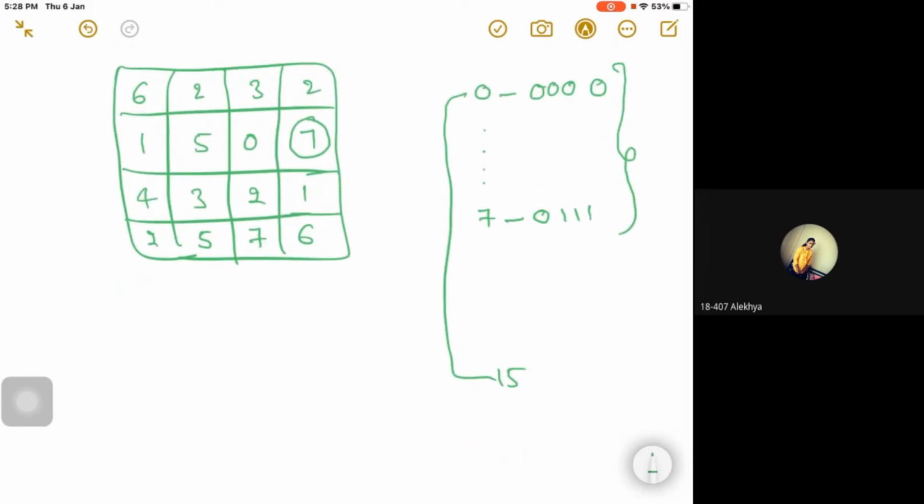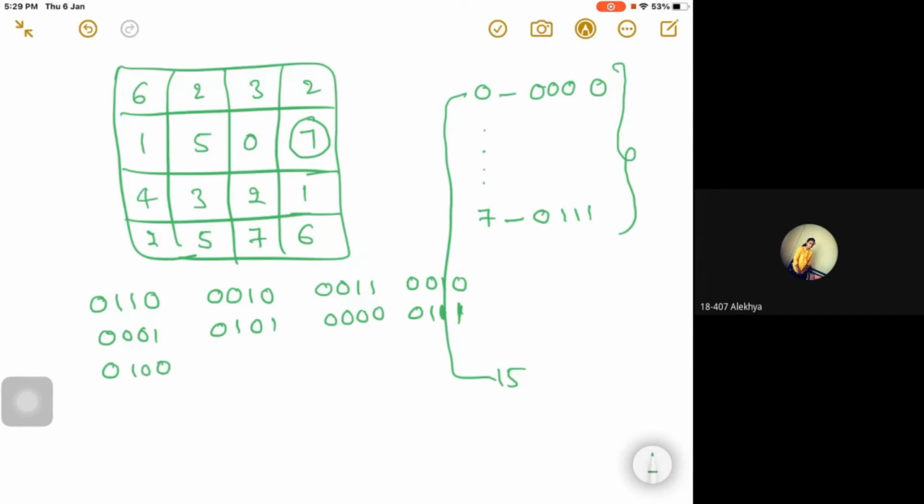For 6, what is the equivalent binary? 0110. For 2, 0010. For 3, 0011. For 2, 0010. Write the remaining like that: 0001. Next 5, 0101. Next for 0, four zeros. For 7, 0111. Then for 4, 0100.